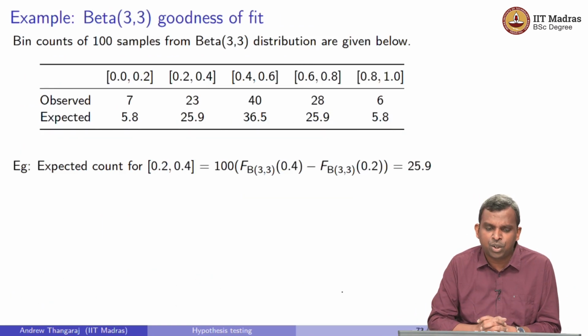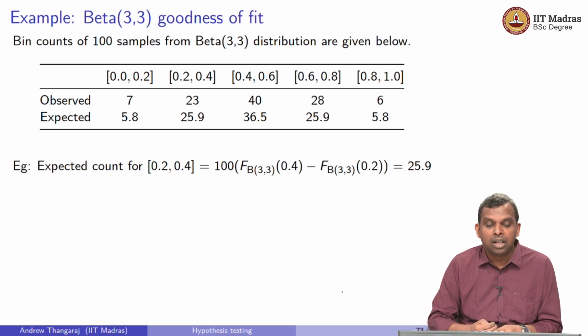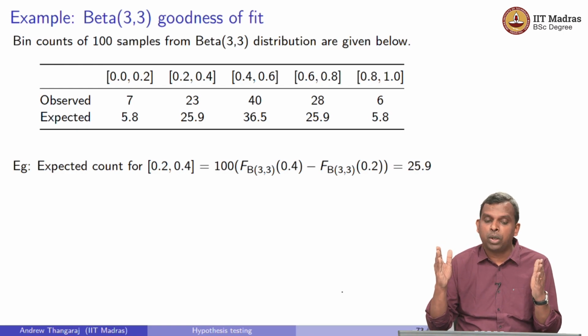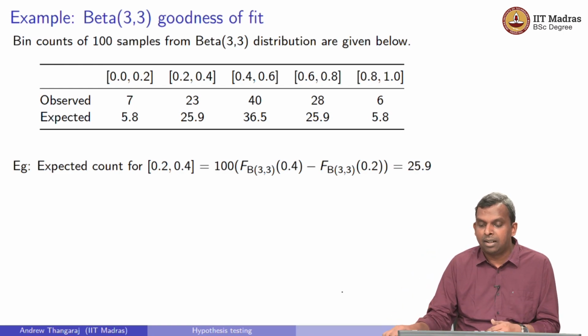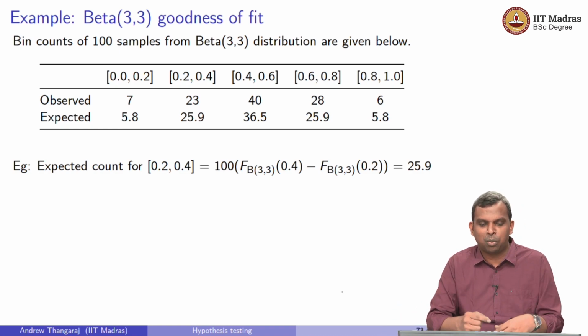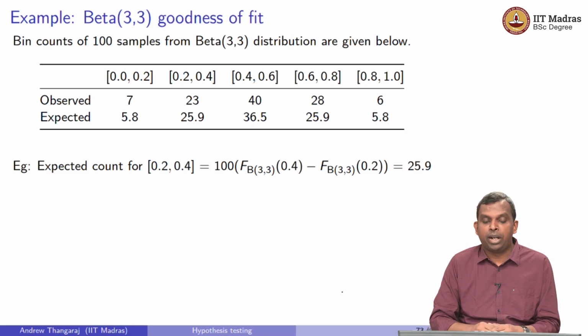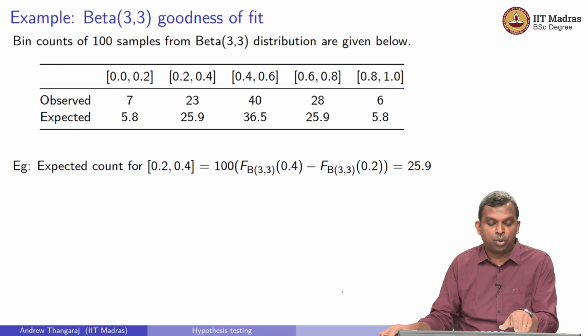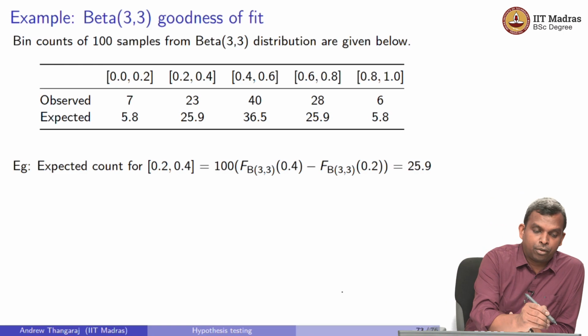I've shown a quick illustration of this for the Beta(3,3) distribution, and you can do this for any other case also. The beta distribution is between 0 and 1. I'm creating 5 bins here: 0 to 0.2, 0.2 to 0.4, 0.4 to 0.6, 0.6 to 0.8, 0.8 to 1. Maybe you can close some intervals and open others if you're very particular. There are 100 samples, and in my observation I got 7, 23, 40, 28, 6. The expected value is 5.8. How do I compute it? I've shown here the expected count for 0.2 to 0.4 is 100 times the CDF.